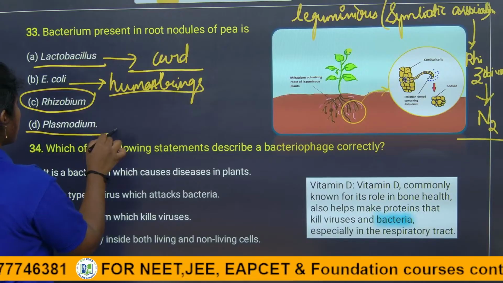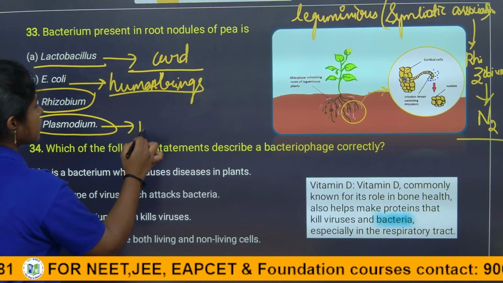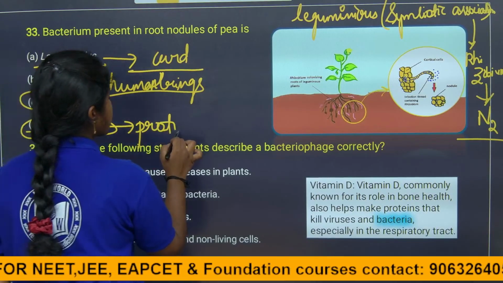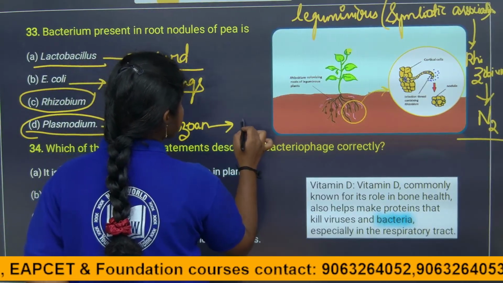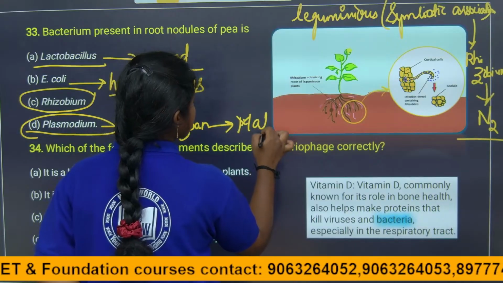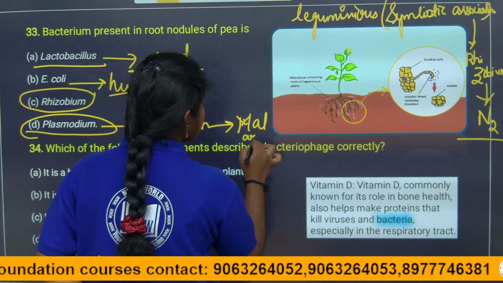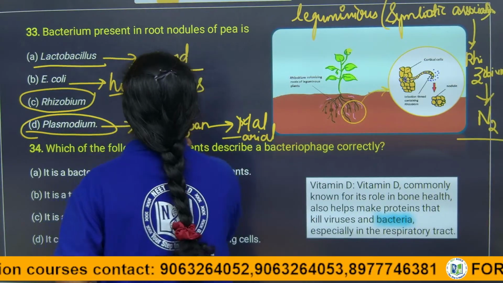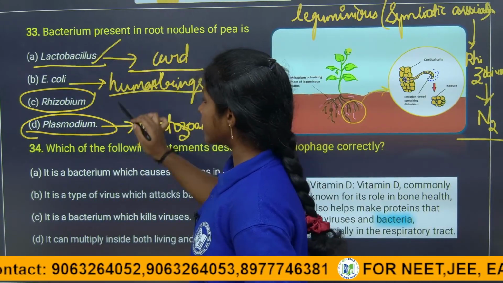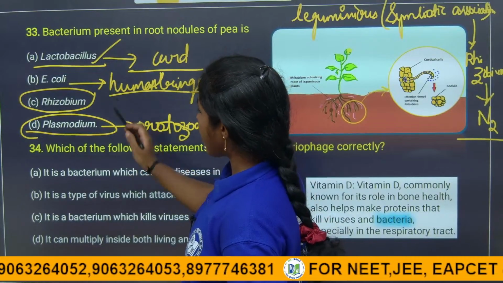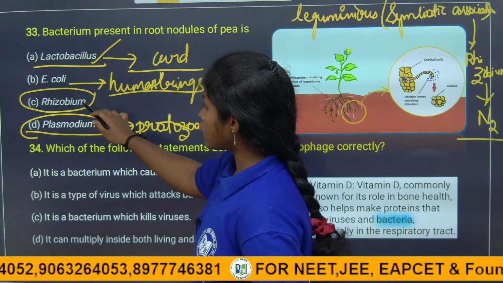Plasmodium is a protozoa, children. Plasmodium is a protozoa which causes the malarial disease, right? So they are asking about the bacterium. Lactobacillus is a bacteria, E. coli is a bacteria, and Rhizobium is a bacteria.